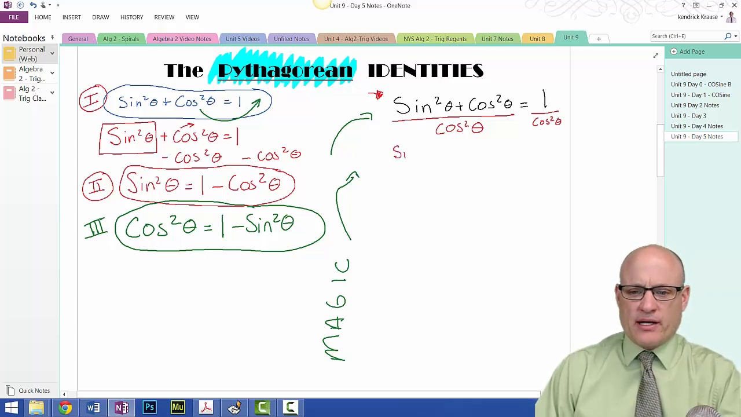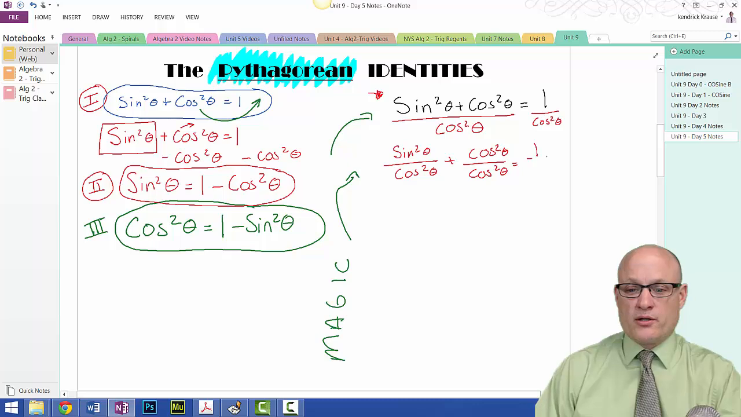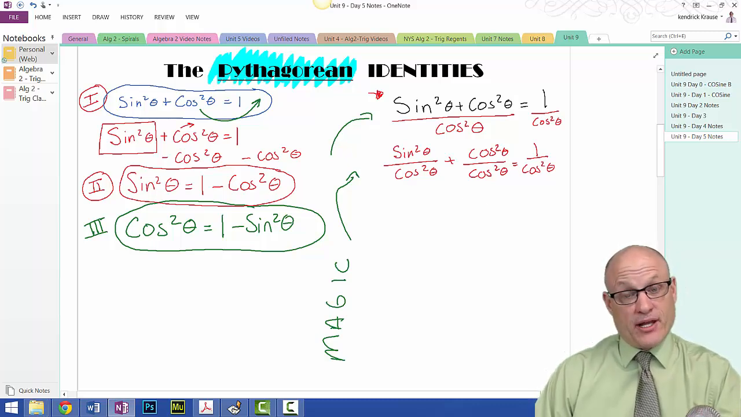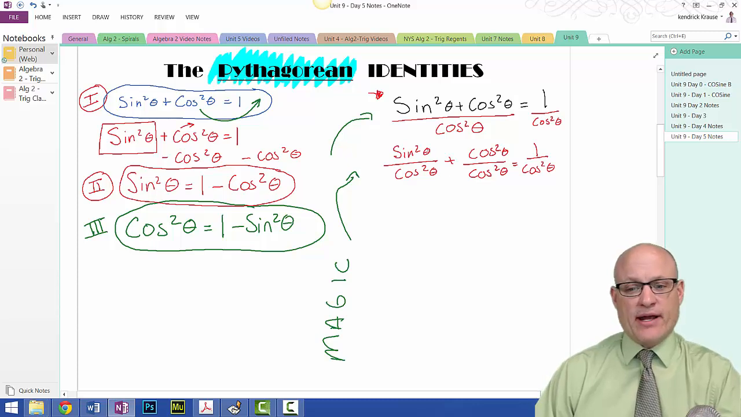Okay. I don't like the way this looks, so what I'm going to do is split it up. I'm going to make it sine squared theta over cosine squared theta plus cosine squared theta over cosine squared theta equals 1 over cosine squared theta. Now that's legal because when we add fractions, you keep the denominator and add the numerators. So if I want to split them, I keep the denominator and split the numerators, just like that.